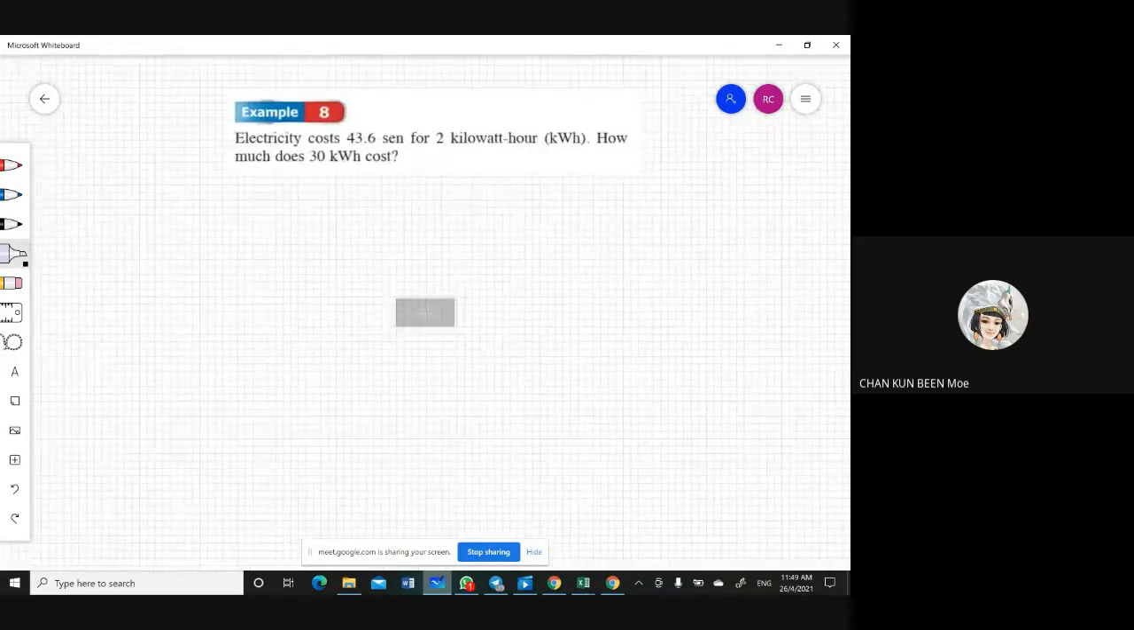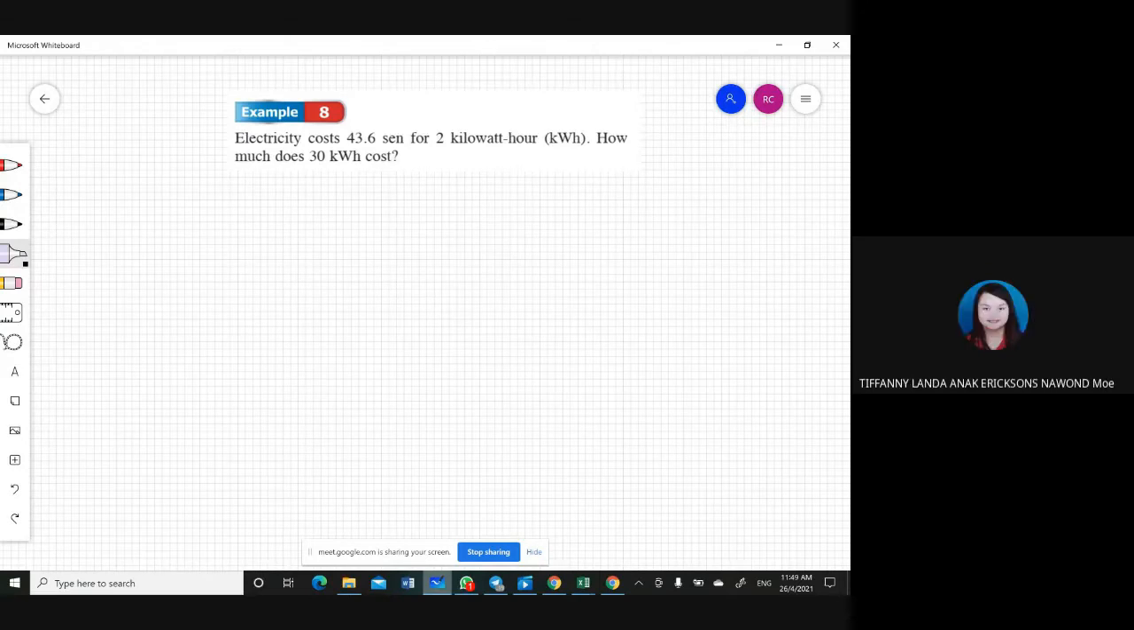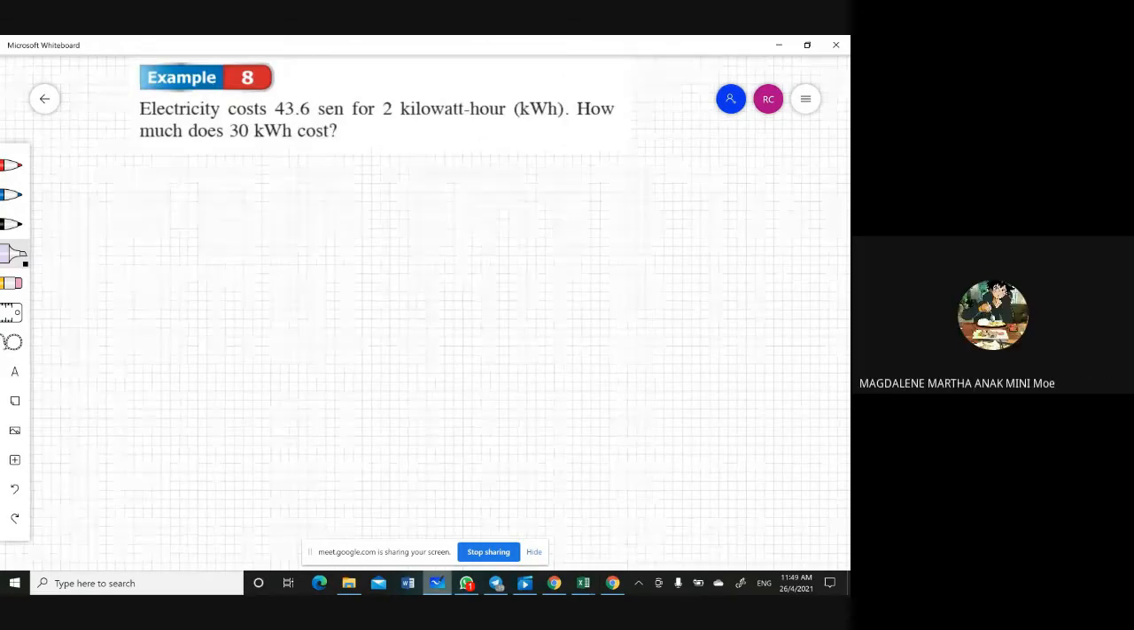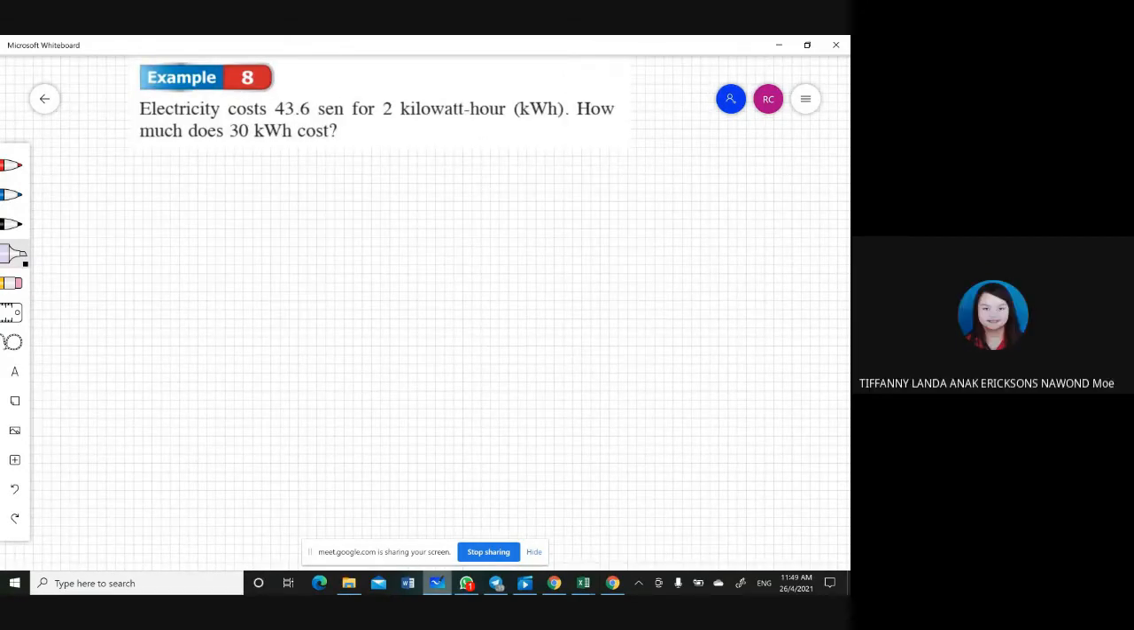So over here, do you have a textbook with you? Yes. No. Do you have a textbook with you? Yes. No? Okay, never mind. For this example, we are going to learn. Okay, thank you. Never mind. So for this example, we are going to go through 3 methods.